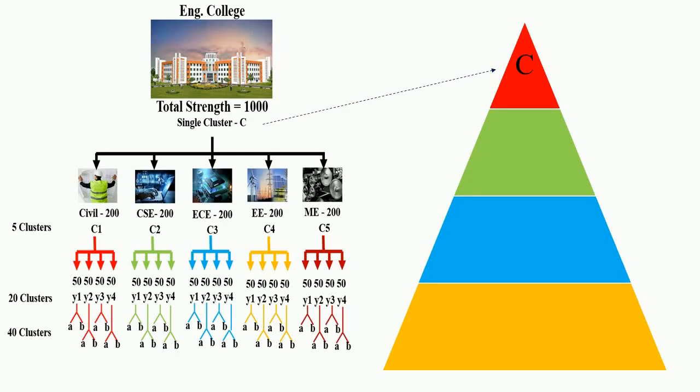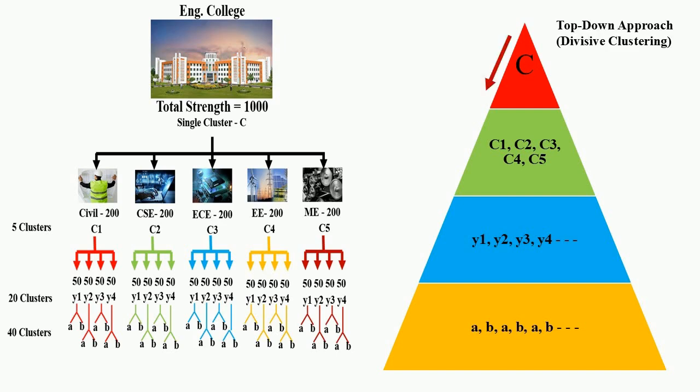It can be noted here that we started with a single cluster C. Then, in the next stage, there are 5 clusters C1, C2, C3, C4, and C5. Further, we have 20 clusters in the next stage, and finally 40 clusters in the last stage. This is called the top-down approach or divisive clustering, where we started with a single cluster C, then divided it into 5 clusters, further into 20 clusters, and finally into 40 clusters. In the same way, if we start with 40 clusters, it is called the bottom-up approach, or agglomerative clustering, where they are clustered into 20 clusters, from 20 to 5 clusters, and finally the single cluster.